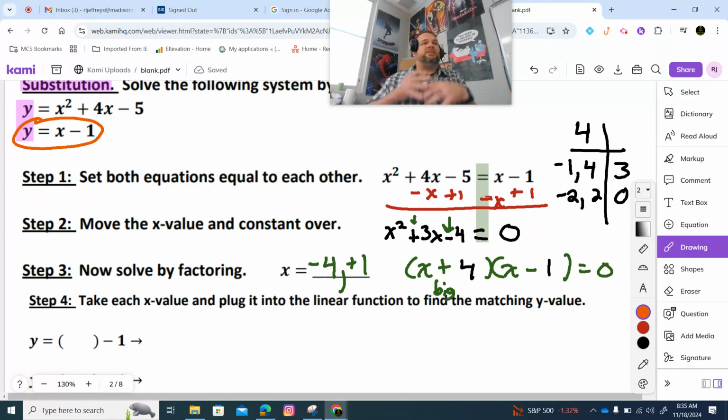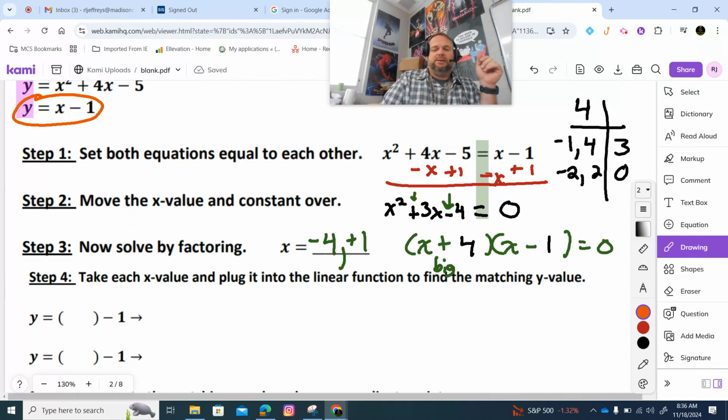If you're going to plug something in to find the y, which one are you going to use? Are you going to use the harder one or the easier one? Easier one. The linear is going to be the easier one. The linear is the one that doesn't have a power to something squared or whatever.